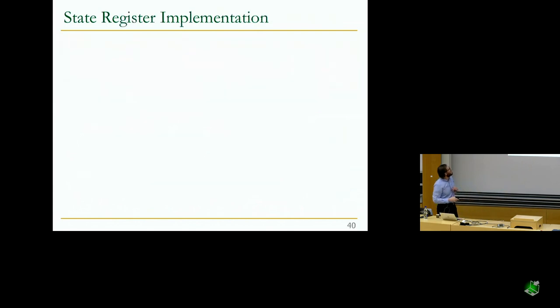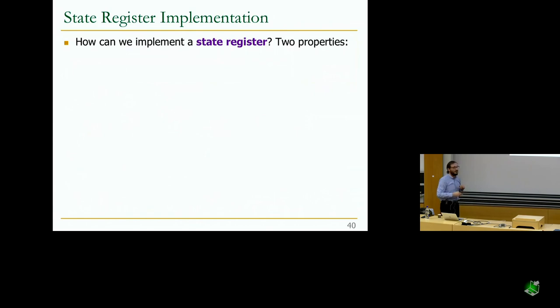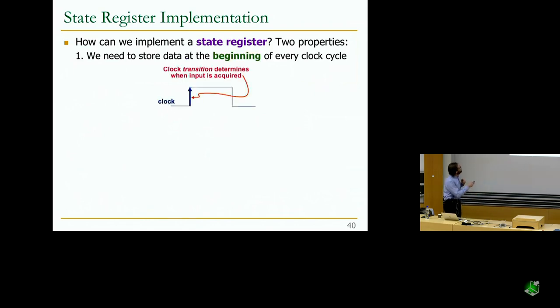And let's first figure out whether we can actually implement the state register we talked about earlier using the D-latch we discussed earlier. So how can we implement the state register? What are the properties we want? Remember, I assume that we need to store the data at the beginning of the clock cycle, every clock cycle. So this clock transition determines when the input is acquired and stored in the state register.